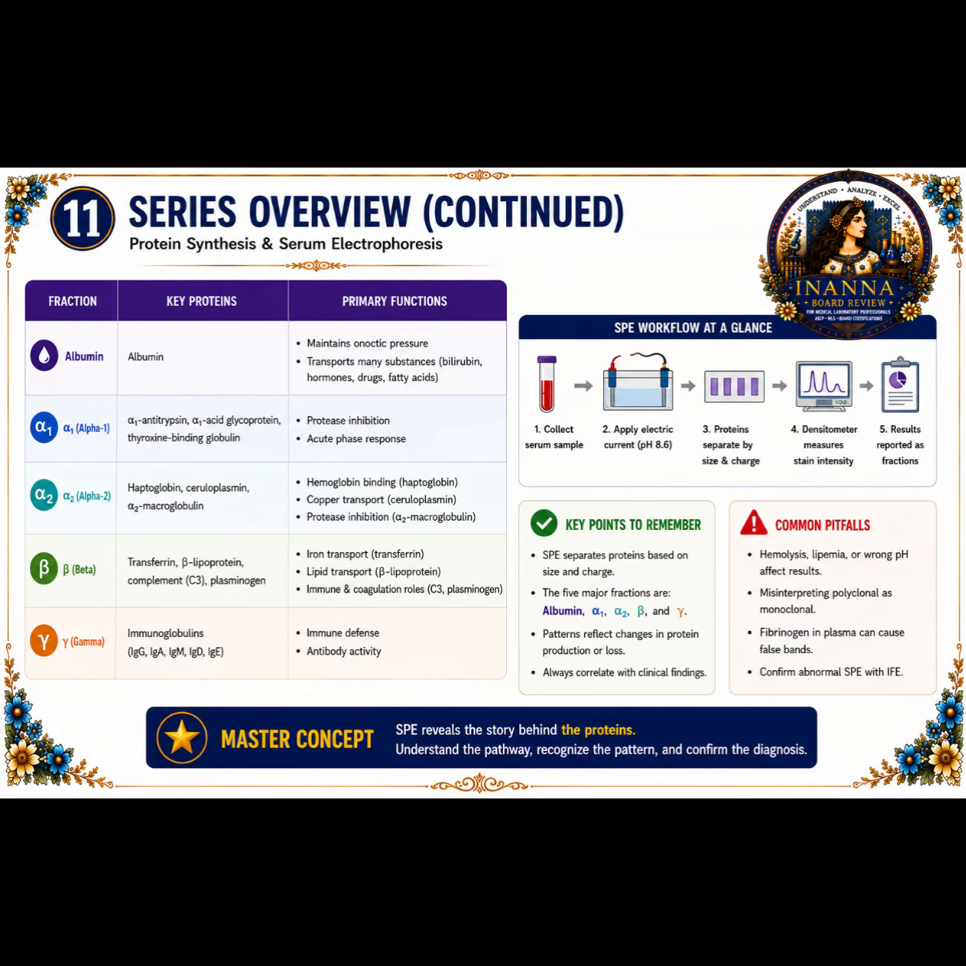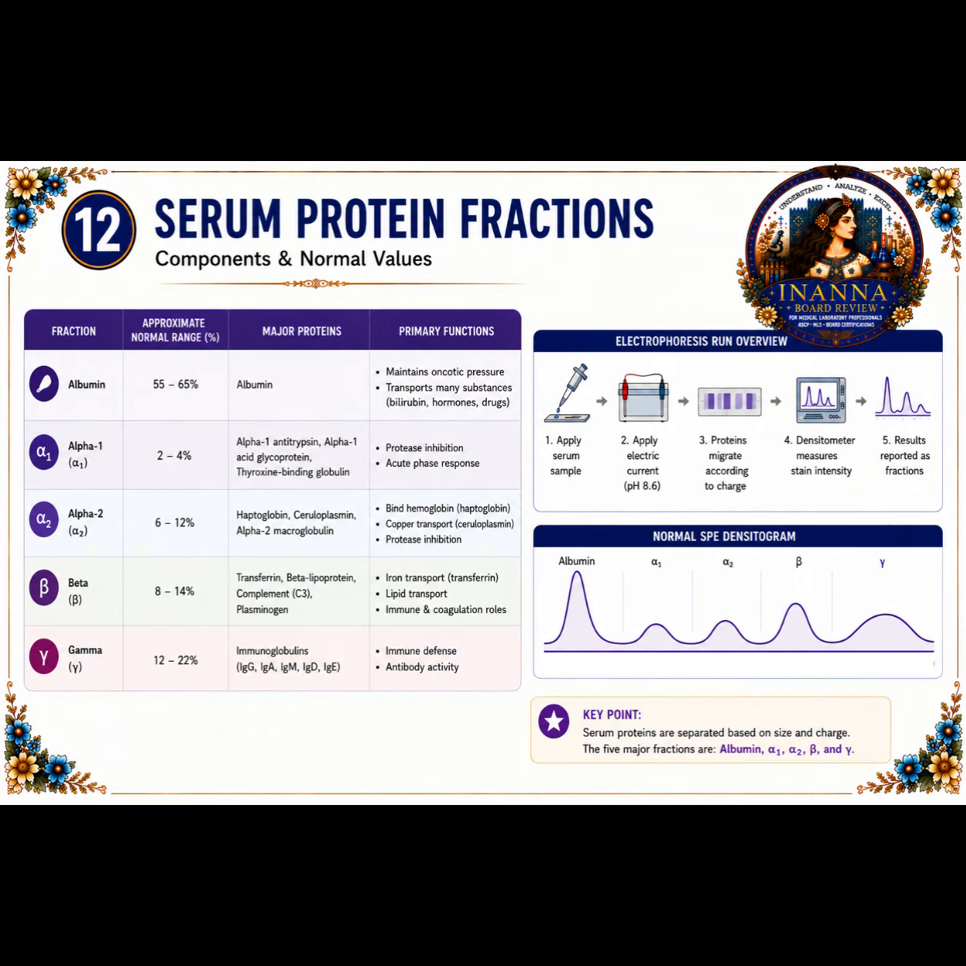Series overview. This card connects the fractions with their key proteins and functions. Albumin maintains oncotic pressure. Alpha proteins include acute phase and transport proteins. Beta proteins include transferrin, complement, and lipoproteins. Gamma proteins are immunoglobulins. The important point is that SPE tells a story about protein production, protein loss, inflammation, and immune activity.